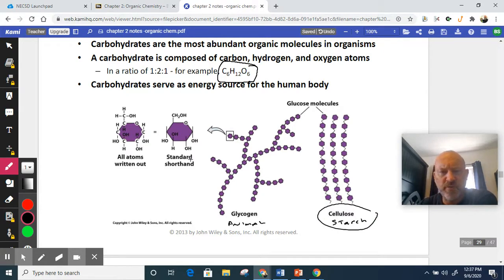Cellulose is actually too strong for our bodies to break down. So when we eat lettuce, for example, we're eating all this cell wall and whatnot, but we don't get any nutritional value from it because we can't break it down. Our digestive systems can't break that down. Where we can break down starch and we can break down the glucose molecules that we form in our livers in the form of glycogen.